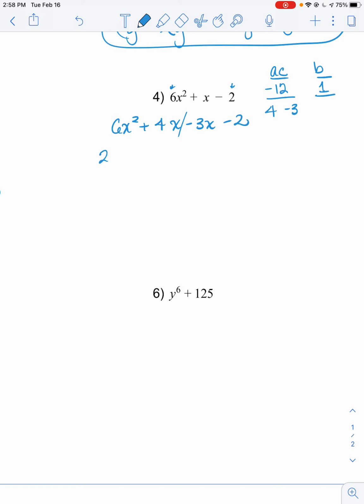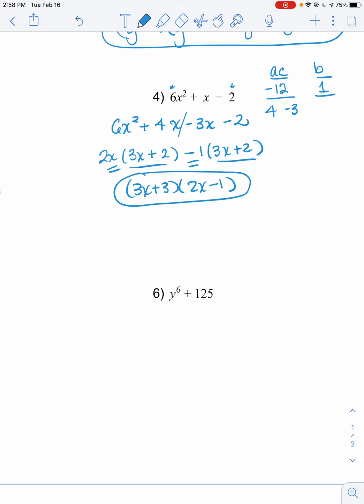The GCF of this first group is 2x. I get 3x plus 2. The GCF of the second group is actually -1, and I get a 3x plus 2. Now I have a GCF of 3x plus 2. What's left? 2x minus 1, and that is the fully factored form there. Did you catch my mistake? That should be a 2.